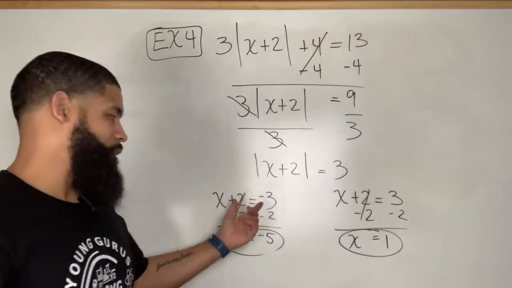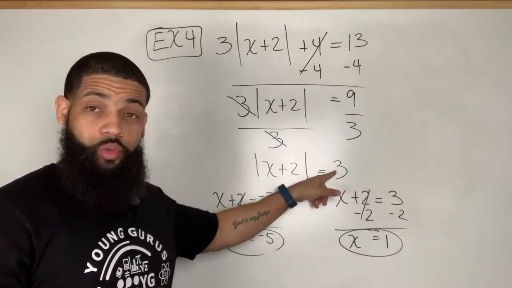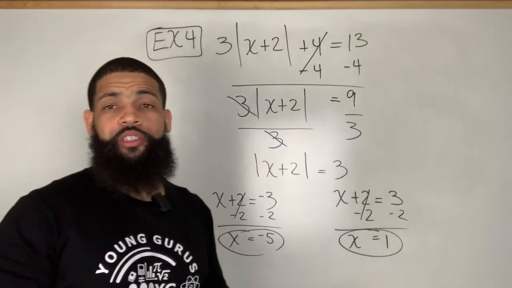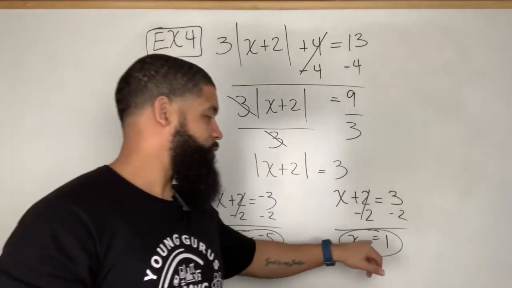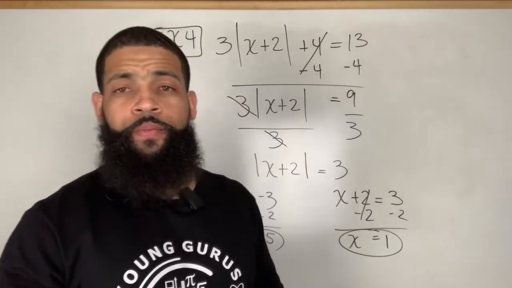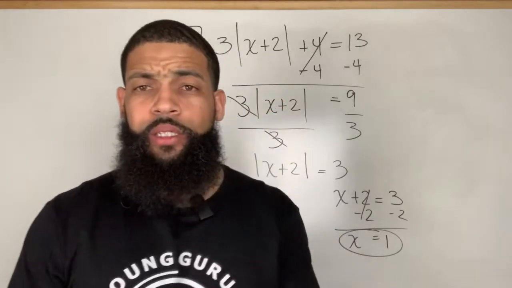Okay? Remember, I did this because the absolute value of negative 3 is equal to 3, and the absolute value of 3 is equal to 3. So that's why we break it down into the two equations. So x can equal negative 5, and x can equal 1. Be very, very careful when you're working these. You may need to pause it, rewind it, go back and look over it again.